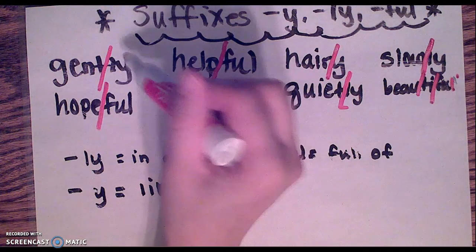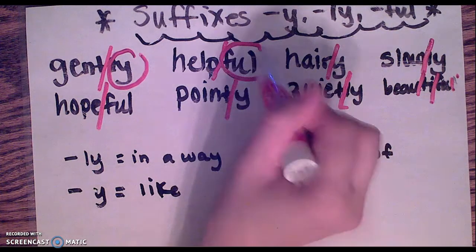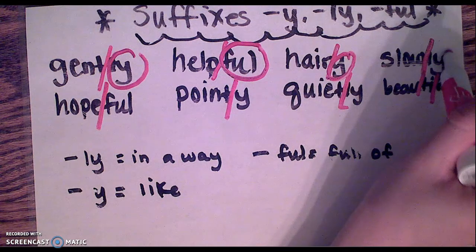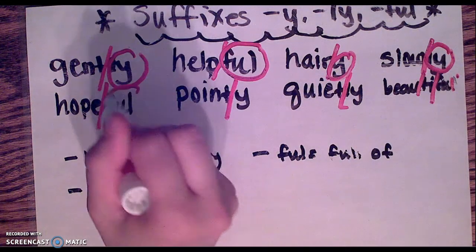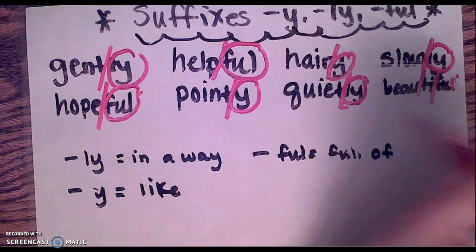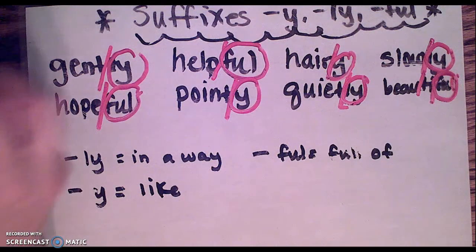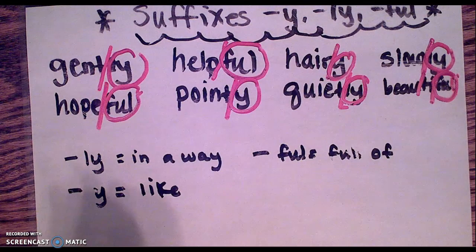Now, remember, suffixes are when we put letters at the end of a root. Not a root word, a regular word. So ly, full, and y are at the end. These are all suffixes at the end of the word. You remember, we've already talked about this. Ly means in a way.